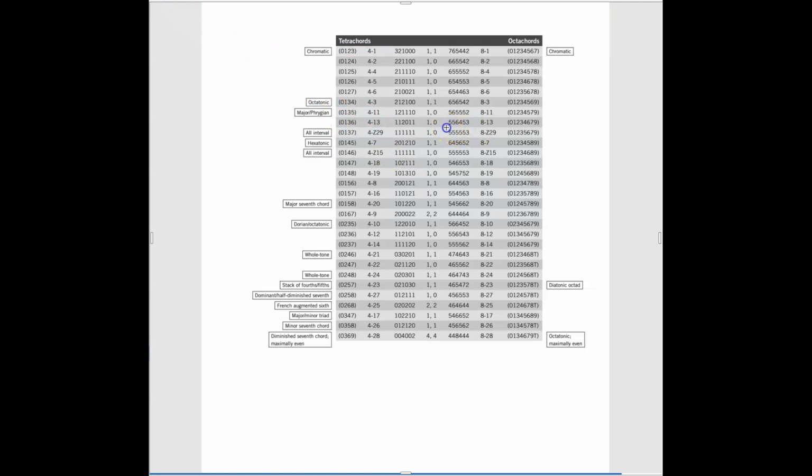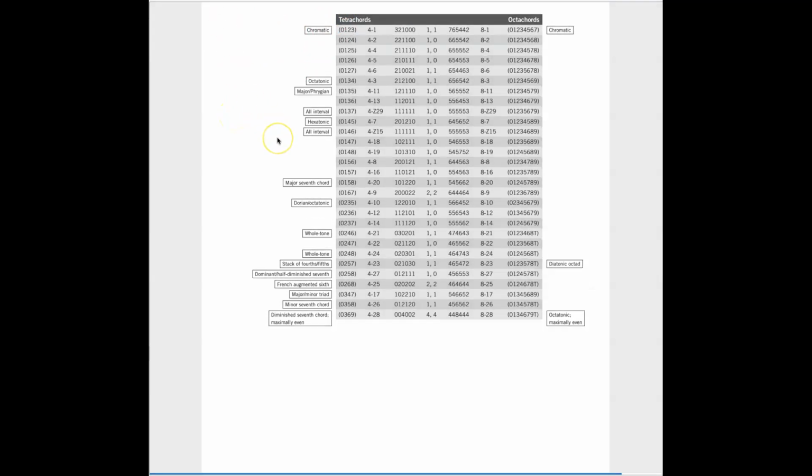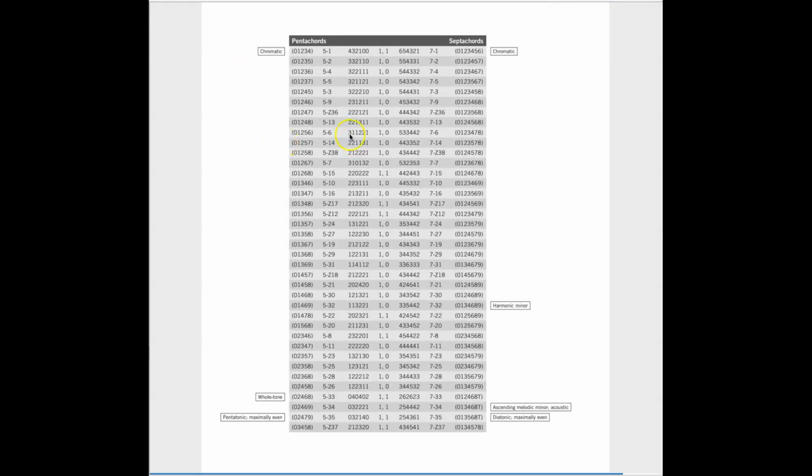If we look at the other side here, we see that 8Z29 and 8Z15 are also Z-related, so they are Z-correspondents of each other. If we go to other sizes of set classes, you might start spotting these Z-related set classes. So what you want to do is look for a set class that has a Z in its Forte number and has the same interval class vector. In this case, it is 5Z12 and 5Z36, 01247 and 01356.